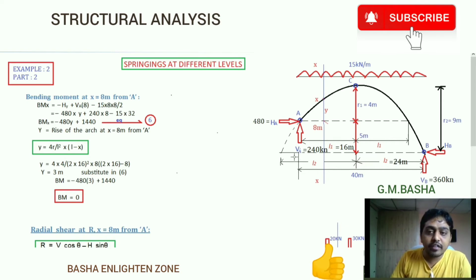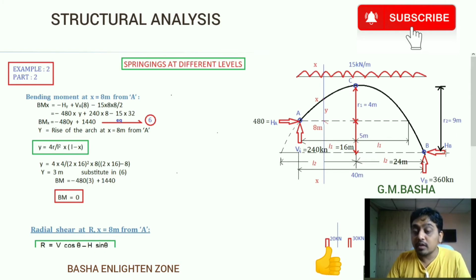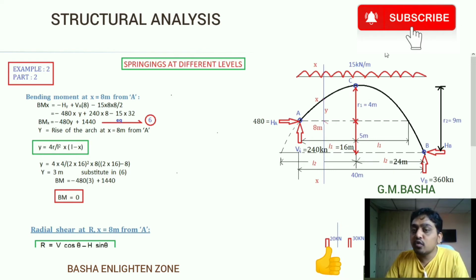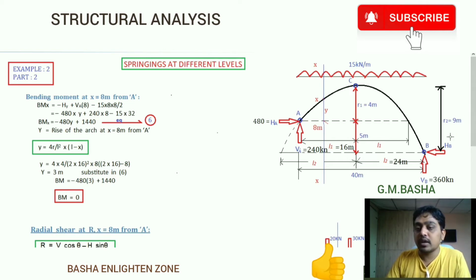Whenever springings are at different levels, you are not supposed to take the L value directly as 40 meters and the R value as any value you know. What is the R value here? R value is given as 4 meters. Why? Because we are going to find the bending moment from the left support. That is the reason you are considering the rise value equal to 4 meters. In case they are asking to find the bending moment from the right support at some distance, we take the rise value equal to 9 meters.